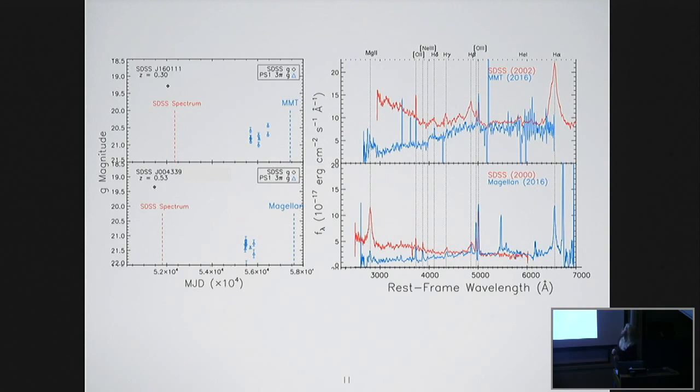Here are two more examples, an MMT and a Magellan follow-up. Here you can see the later MMT spectrum covers magnesium, whereas the Sloan spectrum didn't. So it still has a little bit of broad magnesium left. And this object showed a very large magnitude change, over 2 magnitudes going from Sloan to Pan-STARRS. It still has a narrow component to H beta, but the broad component has pretty much gone away.